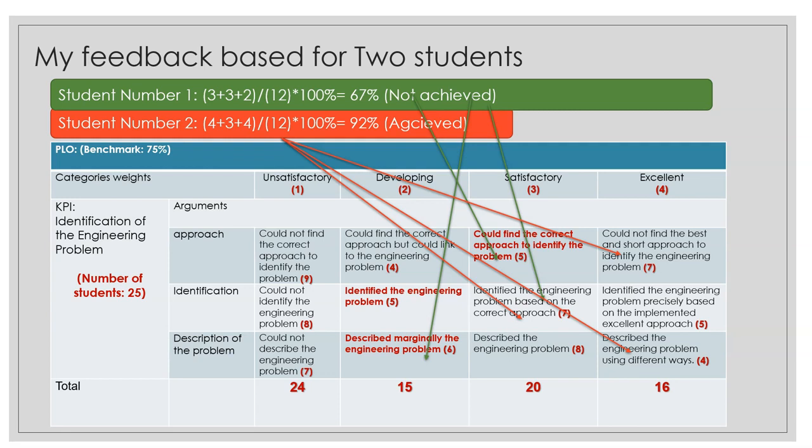For student number two, as you see, he took a good grade. For approach, he took excellent, for identification he took satisfactory, and for description of the problem he also took excellent. So the sum is 11 divided by 12, which means 92%. This student achieved the program learning outcome or the KPI. If we have only one KPI for one PLO, it means he achieved this KPI and he has the needed skills.